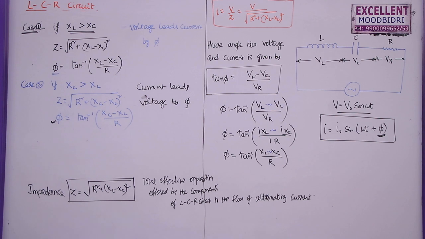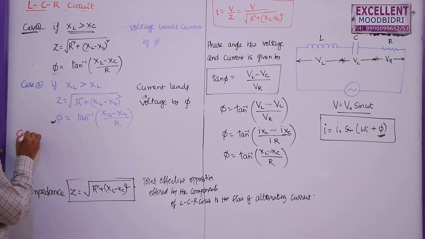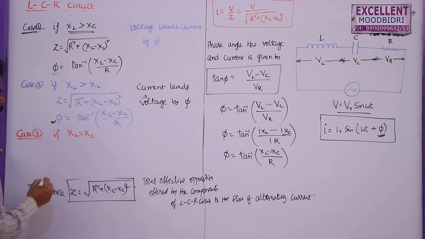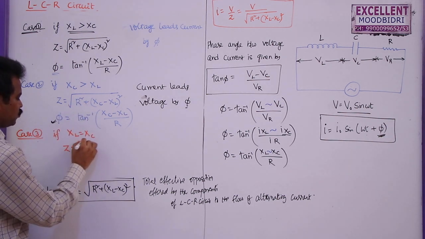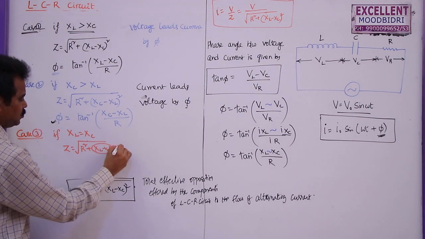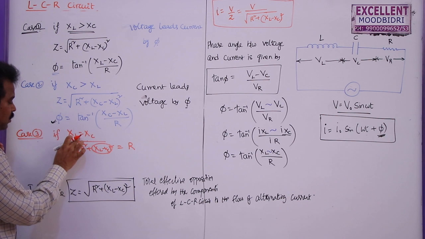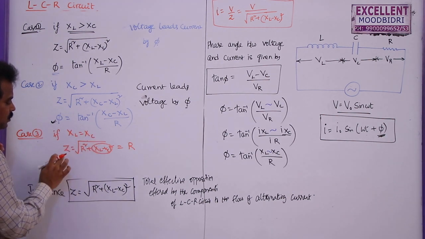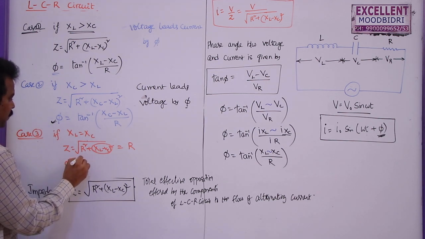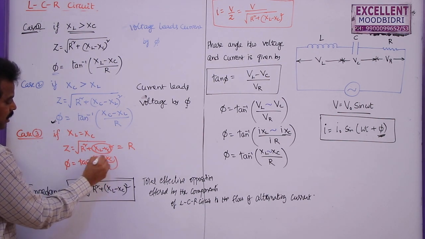In the third case, suppose both the inductive reactance and capacitive reactance are equal, so I am going to write this as case 3. If XL is equal to XC, the impedance will become root over R square plus XL minus XC whole square, which is equal to 0, so it is equal to R. That means in this condition, when inductive reactance is equal to capacitive reactance, impedance will be equal to the resistance. In that case, the phase angle will become tan inverse of XL minus XC by R, as it is the same.